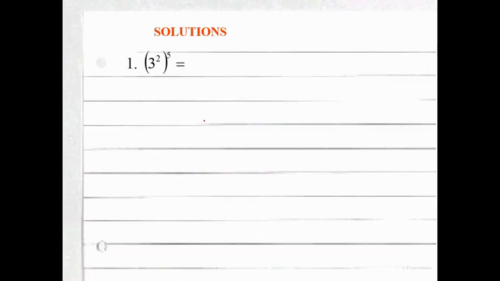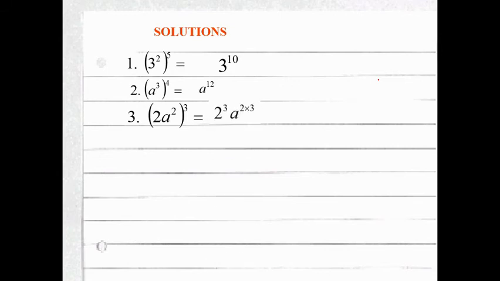Let's practice these. What is the first one going to be? 3 to the 10th. What is the second one going to be? That's correct, a to the 12th. How about this one? What happens here? We're going to get 2 cubed, and the a has a square, so that's going to be square times the cube. So we'll get 8a to the 6th.